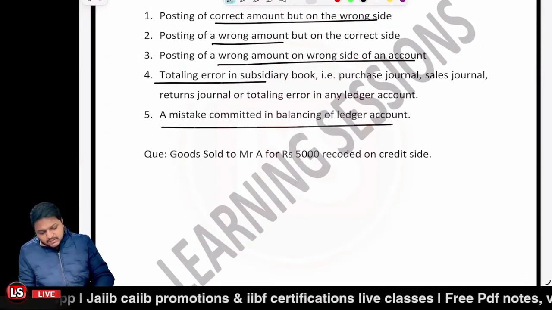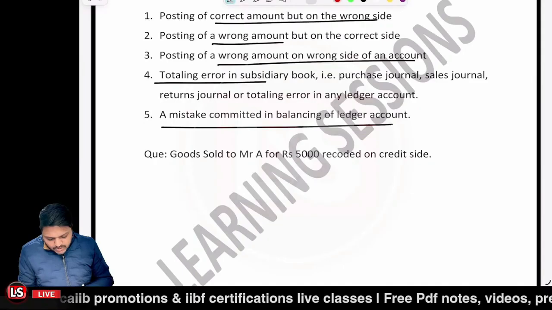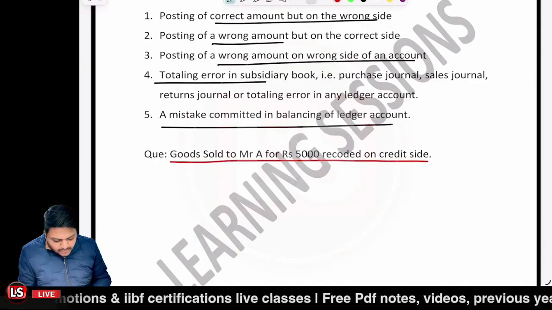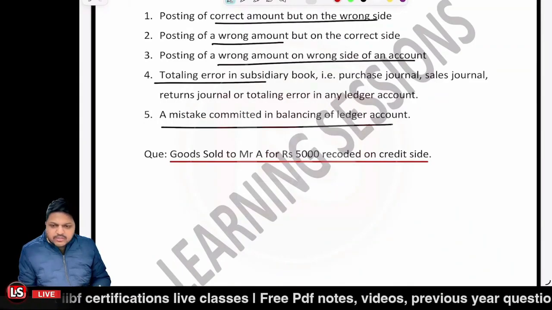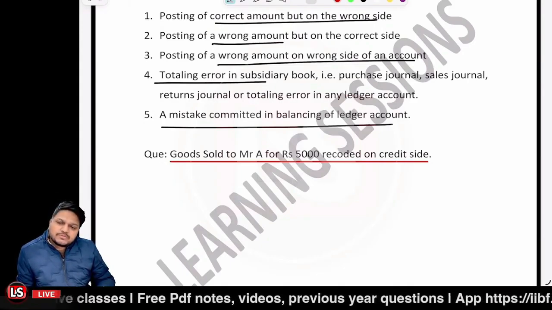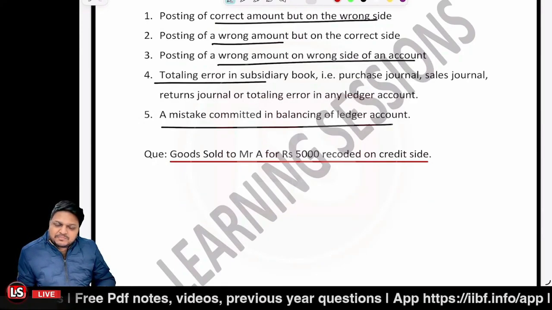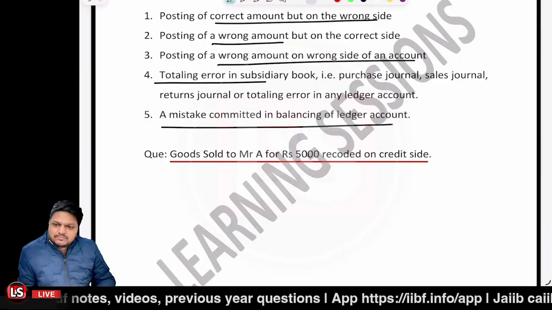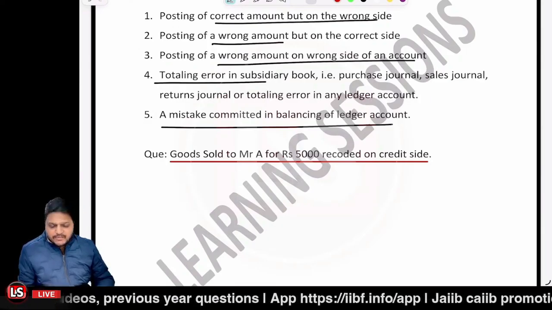Now, let's have a look at this question. It says, goods sold to Mr. A for rupees 5,000 recorded on the credit side. You sold the goods to Mr. A, right? What will be the journal entry?